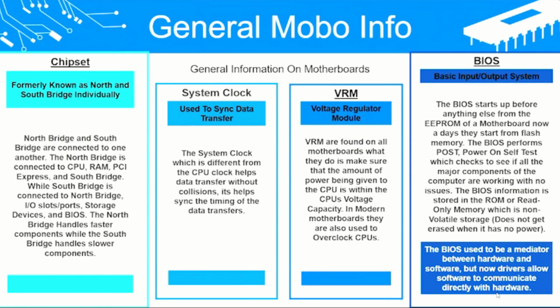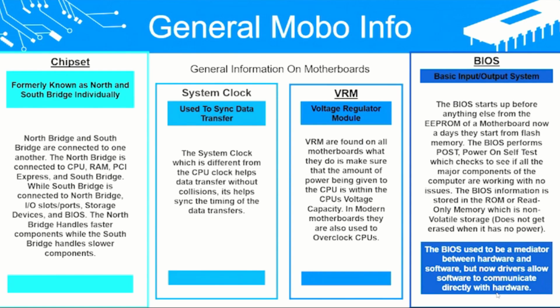So North and South Bridge are connected to one another. And the North Bridge is connected to the CPU, RAM, PCI, and the PCI Express ports, while the South Bridge is connected to the input-output slots and ports, as well as storage devices and the BIOS. The North Bridge usually handles faster components, while the South Bridge handles slower components.